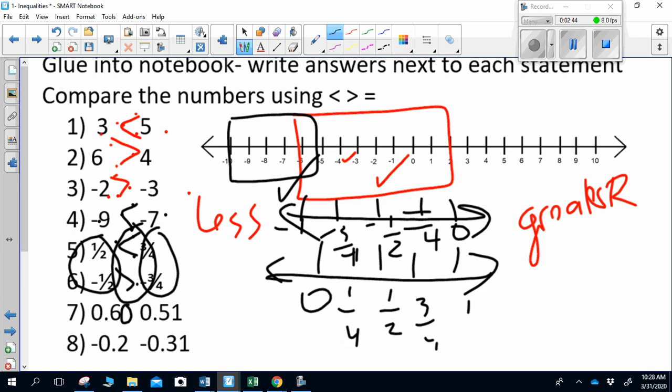All right, next one, we've got 6/10 compared to 51/100. If I annex a 0, it's 60/100, 51/100, so that one's greater. And then once again, if I annex a 0, think about my number line, negative 20/100 is greater than negative 31/100. So make sure you've got all those right.